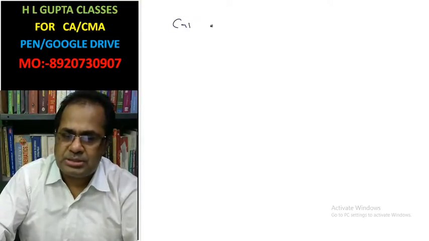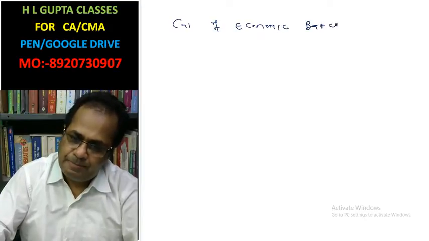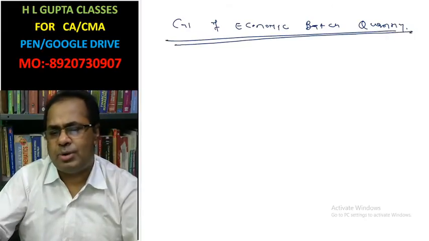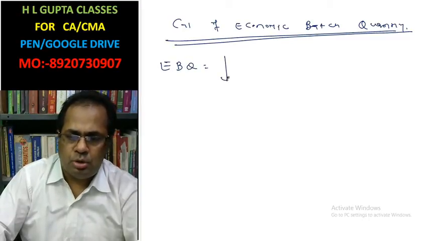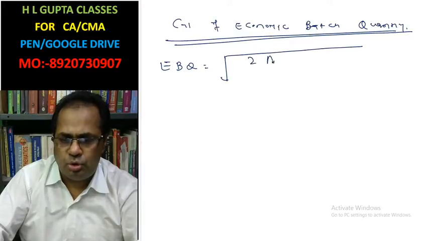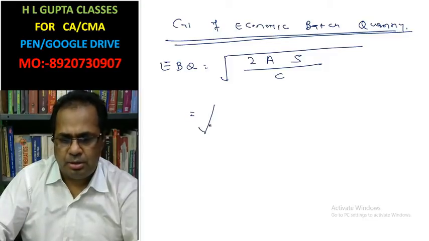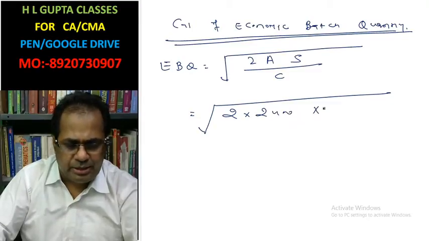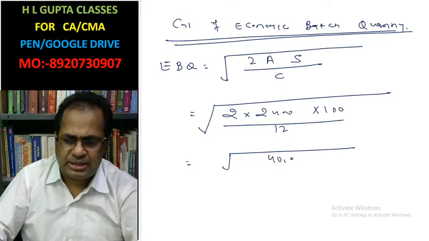Calculation of economic batch quantity. This is exactly like the raw material one, the economic order quantity. This is EBQ, root under 2AS divided by C, which is root under 2400 into 100 divided by 12. This is 40,000.